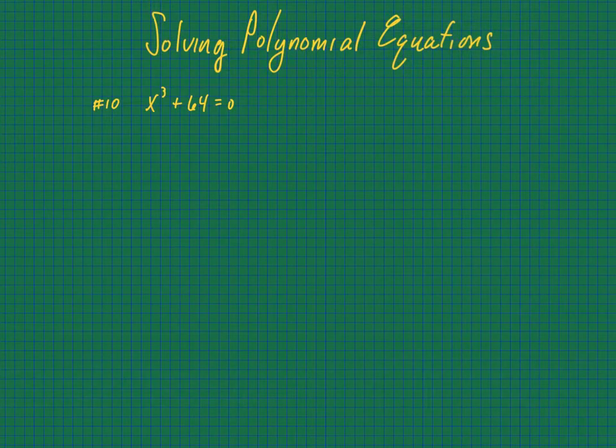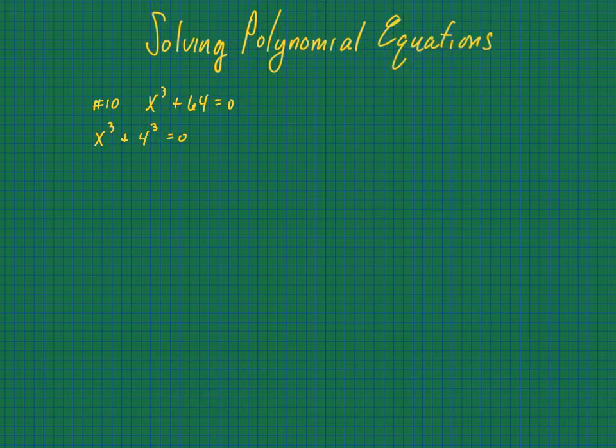So working with solving polynomial equations, if we take a couple of examples from today's classwork. For number 10, we have x cubed plus 64 equals 0. Hopefully at this point in time you recognize this as the sum of cubes, because we do have x to the third plus 4 to the third equals 0. Again, hopefully right now you can say 64 is 4 cubed.